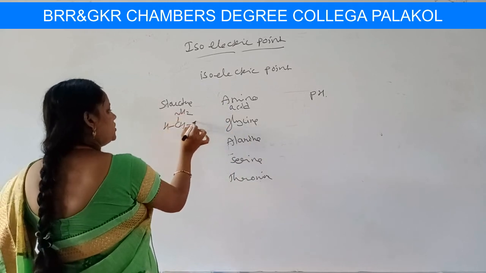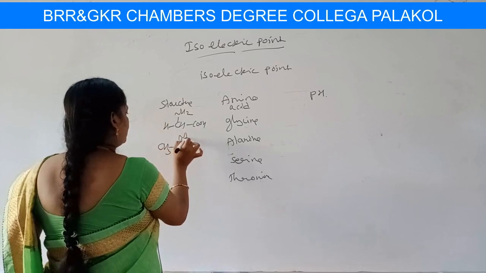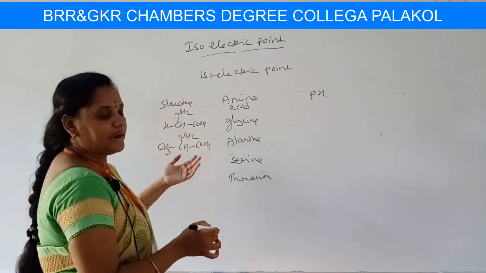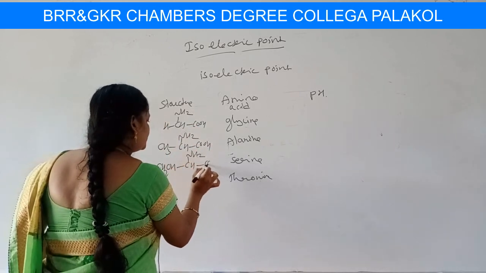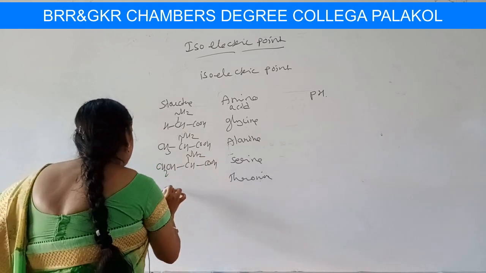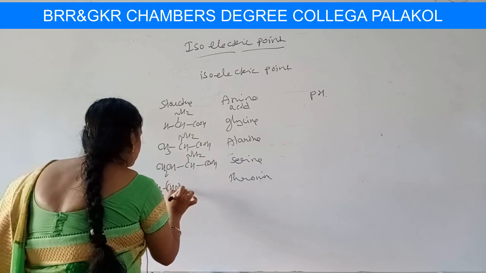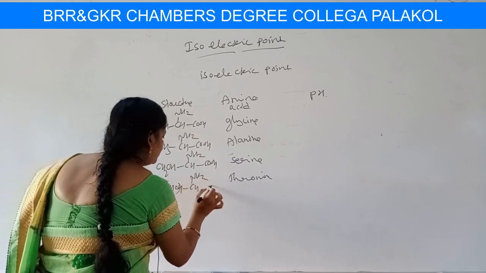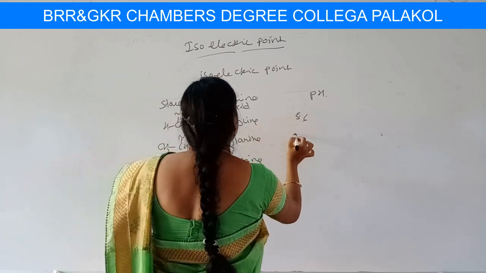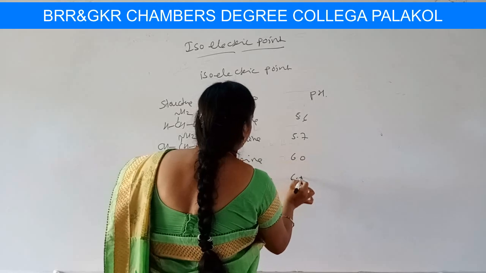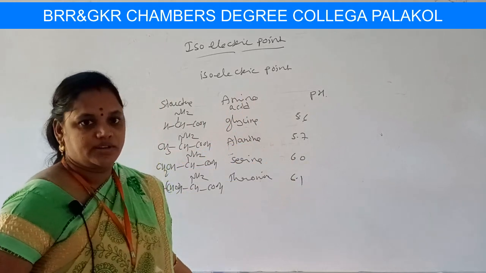Okay, for glycine, what is the formula? H2N-CH2-COOH. Do you remember, students? For alanine, CH3-CH(NH2)-COOH, right? For serine, CH2OH-CH(NH2)-COOH. For threonine, CH3CHOH-CH(NH2)-COOH. So it is around 5.6, 5.7, 6.0, 6.1, if I am correct.